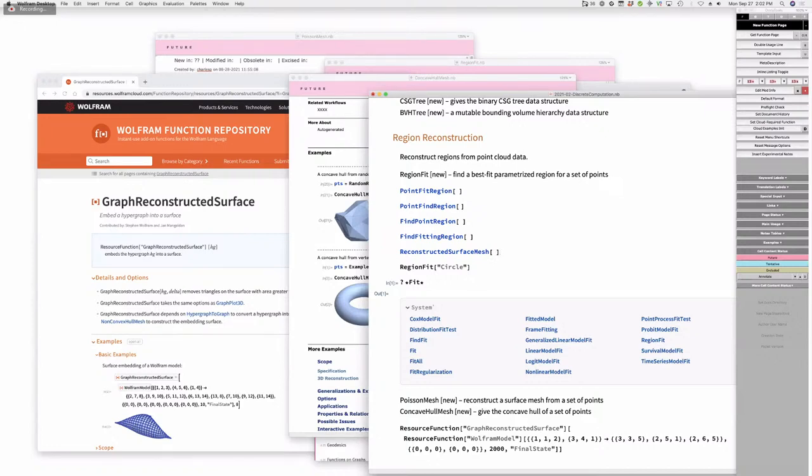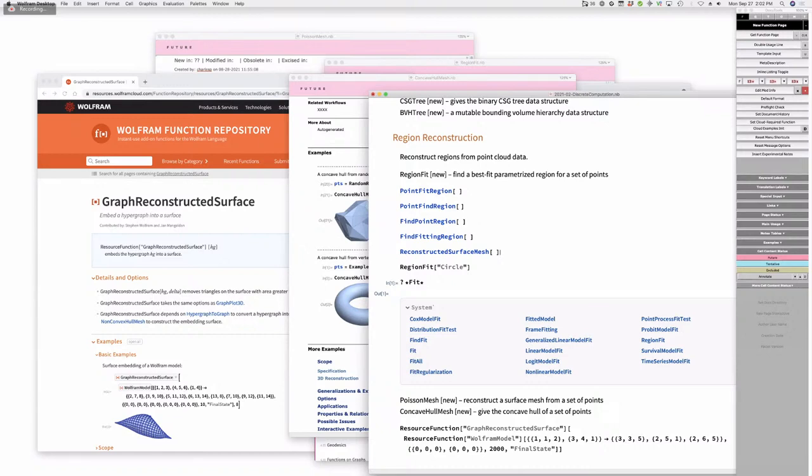Okay. But hold on. We've already got list surface plot 3D, right? We've already committed to the surface word for something which is somehow going through a set of points, right? List surface plot 3D is the plotting analog of this function. Is that a true statement? Oh, but different results. Yes. Why is it different results? Because it uses completely different techniques.